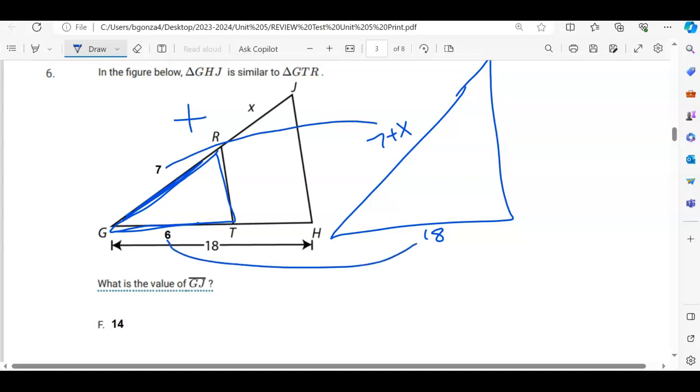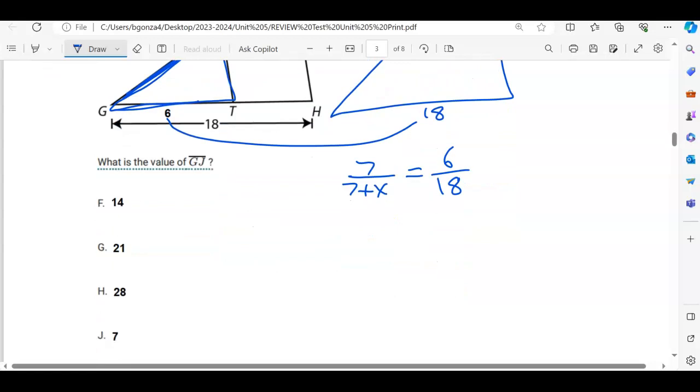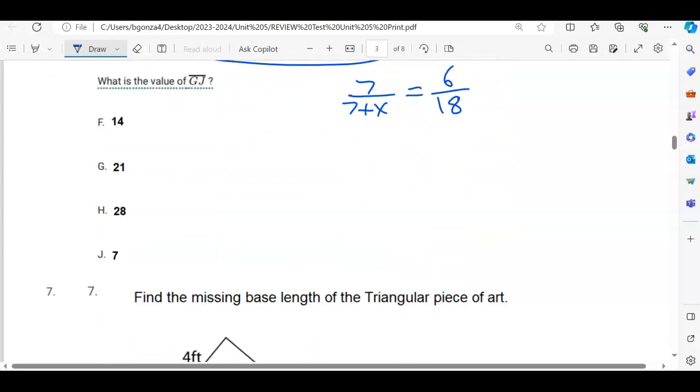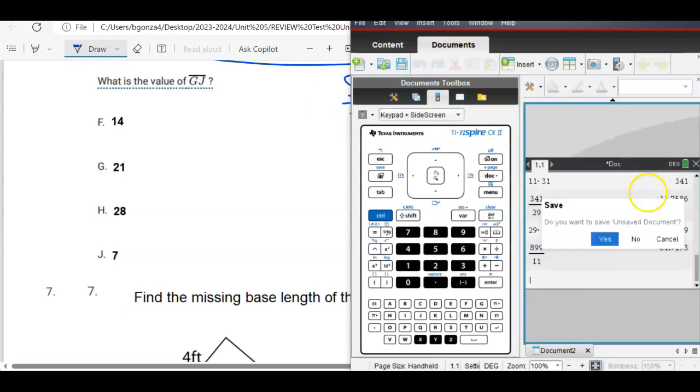And 6 goes to 18. So I can do 7 over 7 plus x. The connection makes a fraction. That equals 6 over 18. And then I can cross multiply and divide. 7 times 18.